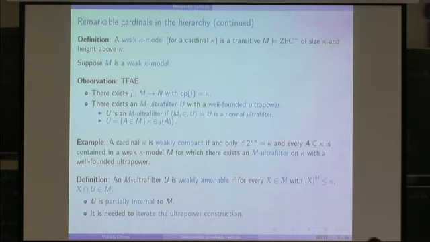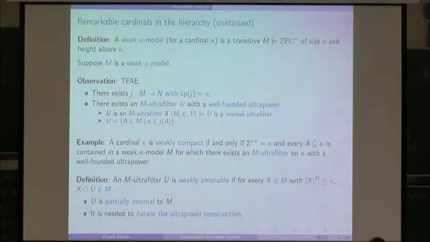Okay? Here's an example of a large cardinal that's characterized in this way, weak compacts. So kappa is weakly compact if 2 to the less than kappa is equal to kappa. We ignore this, although it is significant in applications. And every subset of kappa is contained in a weak kappa model for which there's an M ultrafilter with a well-founded ultrapower. Equivalently, for which there's a J from M to N. Okay? So this is a definition. Weak compacts have the simplest definition in terms of these kinds of embeddings.